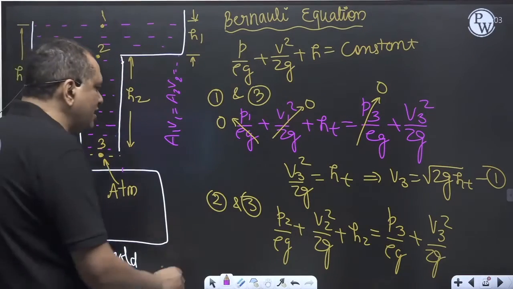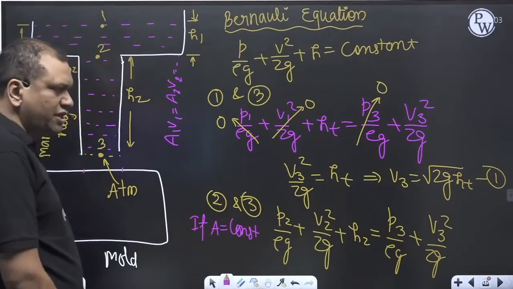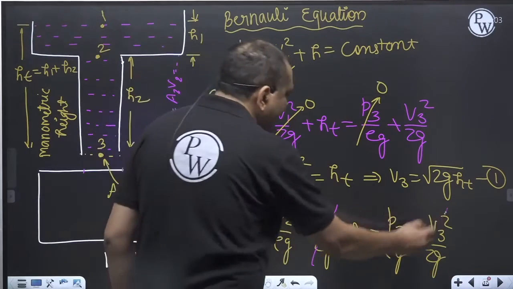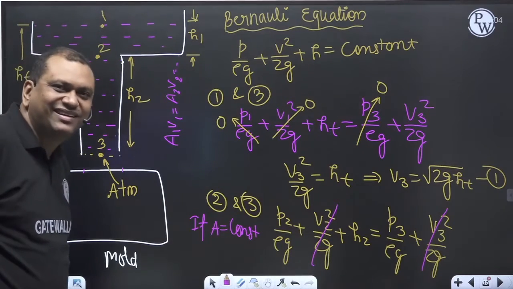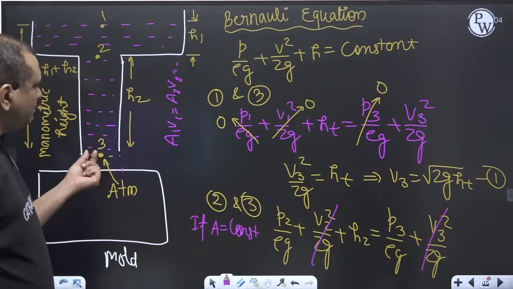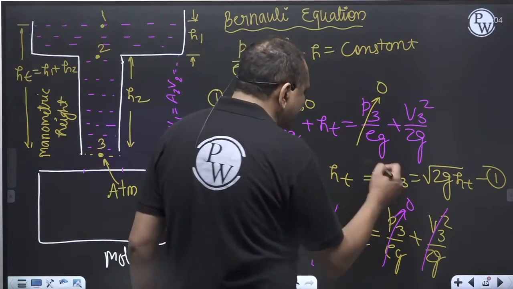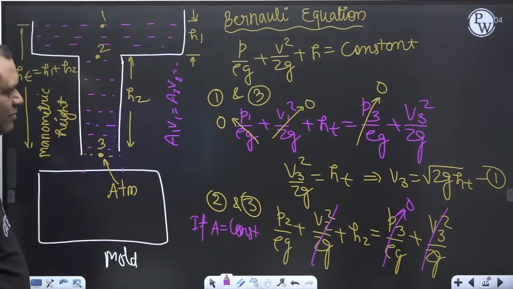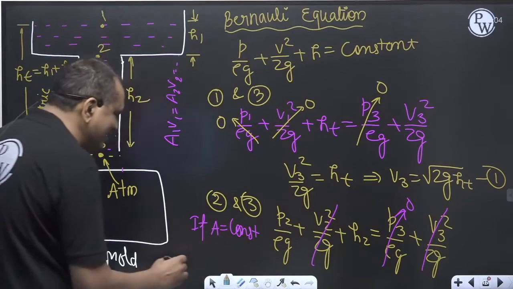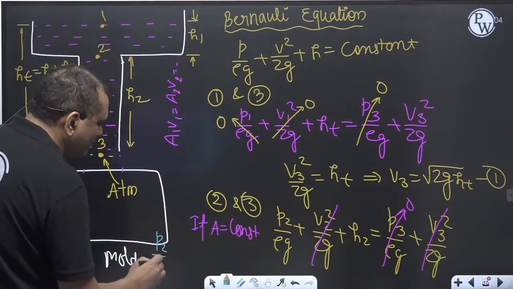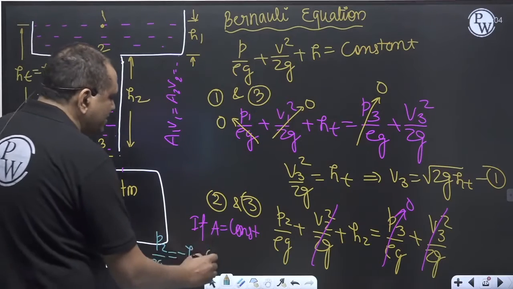If the cross section area is uniform, velocity will be same. Correct, na? So cancel out. P3 is open to atmosphere, so this gauge pressure will be 0. Correct, na? So what is my conclusion? My conclusion is P2 by rho g is minus H2. Negative gauge pressure means a vacuum.